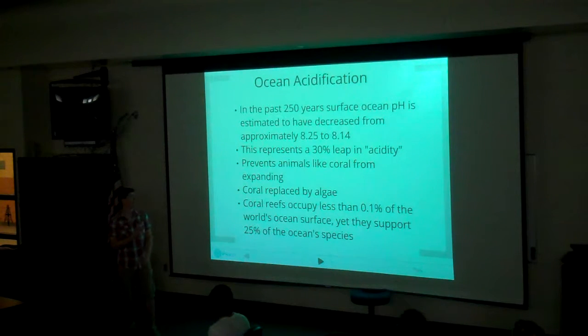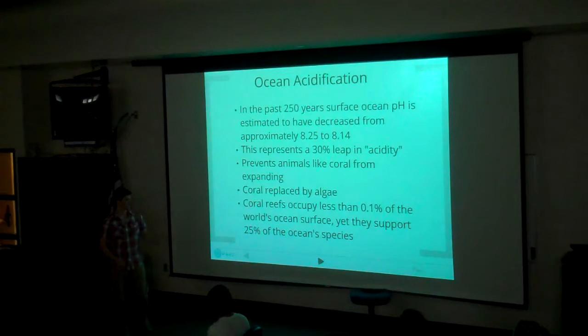Over the past 250 years, since the Industrial Revolution, lots of carbon dioxide went into the atmosphere, and the pH has decreased from 8.25 to 8.14. That doesn't seem like a lot, but because of how the pH scale works, it's actually a 30% leap in how acidic the ocean is. And that prevents animals like coral from expanding, and animals like crabs and crustaceans from forming their shells. And then coral is replaced by algae, because algae thrives under these more acidic conditions.